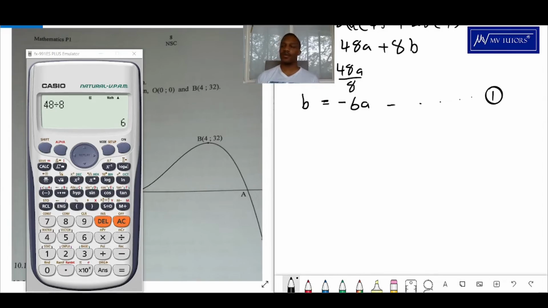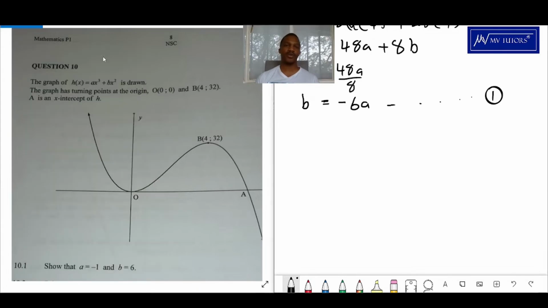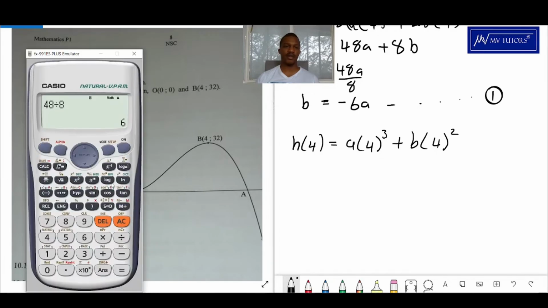Cool. So now what we're going to do is figure out another clue that we can use. This is a point that passes through the graph. So we can take h of 4, which we know is going to be 32, but let's just substitute first. It's the original equation, so it's going to be 4 cubed plus b times 4 squared. Alright, let's bring back our calculator.